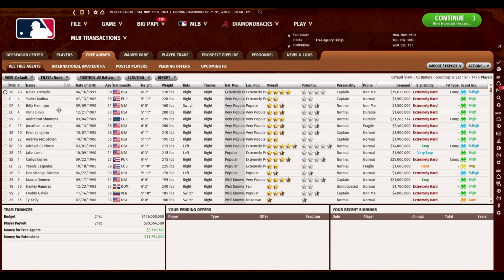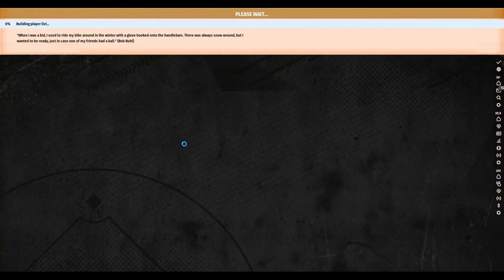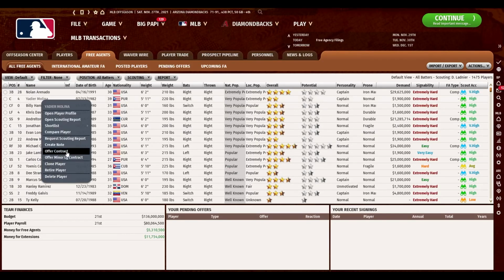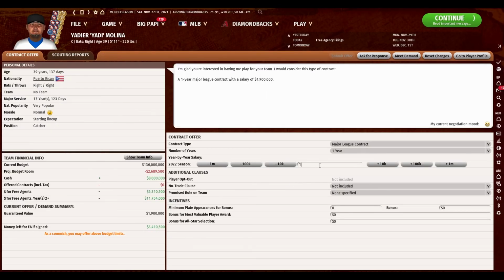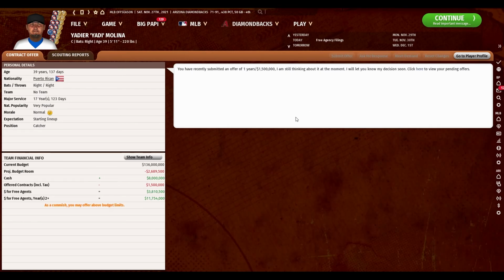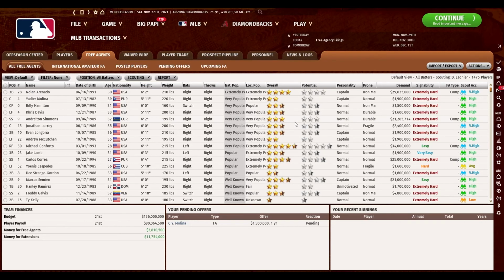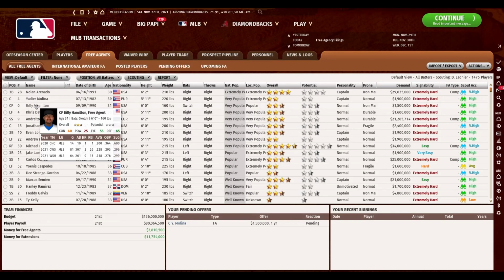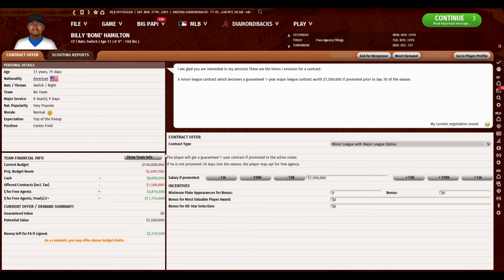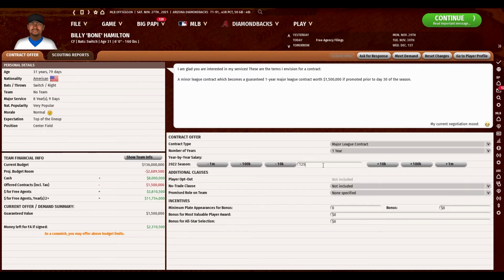I don't even care really what his stats are. He's going to be my backup catcher. He wants 1.9. I bet he'd take 1.5. Yep, and you could probably offer him less than that. So we sign him, and let's find another cheap player. Chris Davis. Hamilton wants us. Let's sign Billy Hamilton. Again, this is not about who we actually sign. This is about the end result.